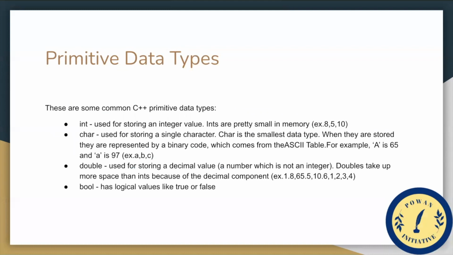Chars are used to store a single character. And there's a difference between chars and strings. Strings use two quotation marks, one on each side, while char only uses one quotation mark. And then doubles, they have decimals. They take up a lot of space. And bool just has logical values like true or false.